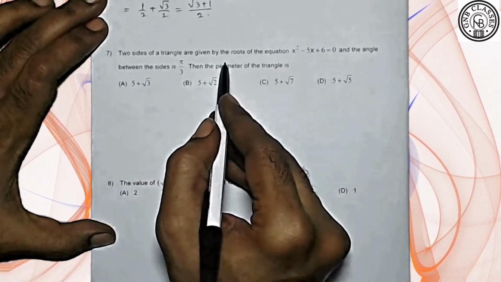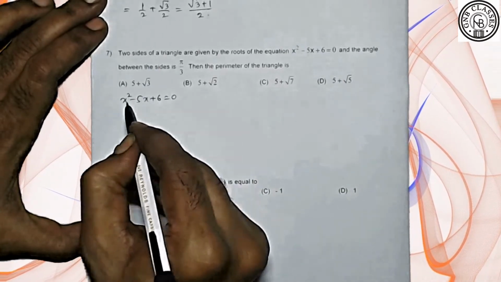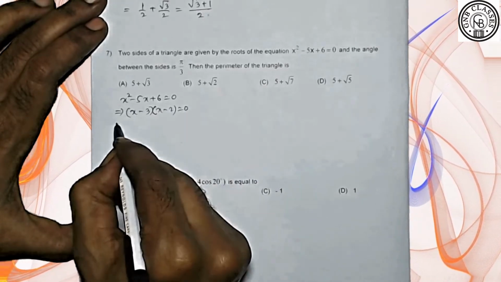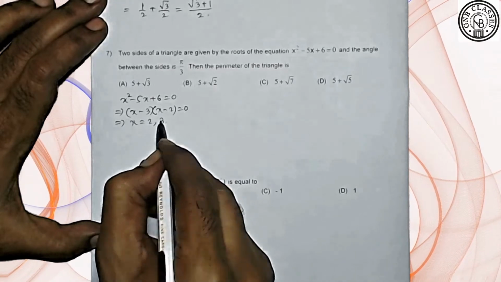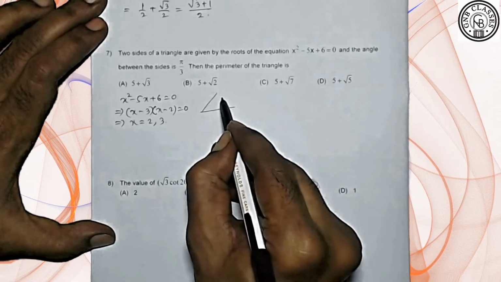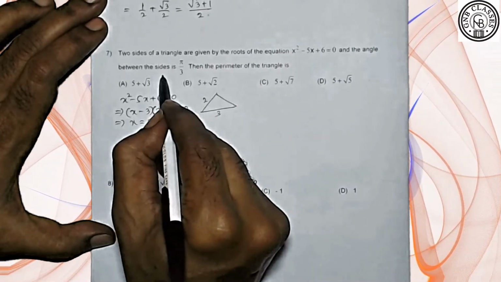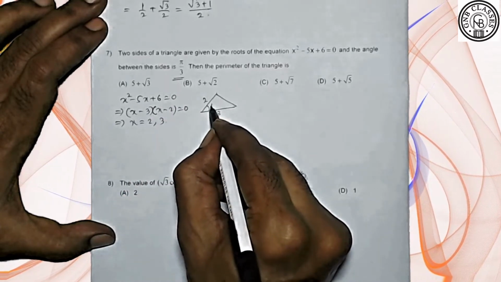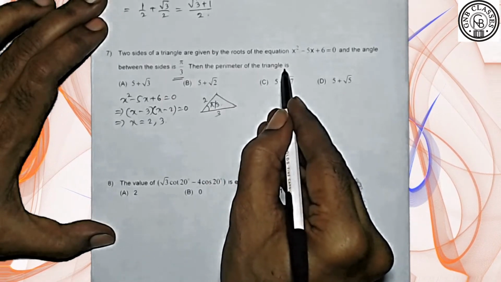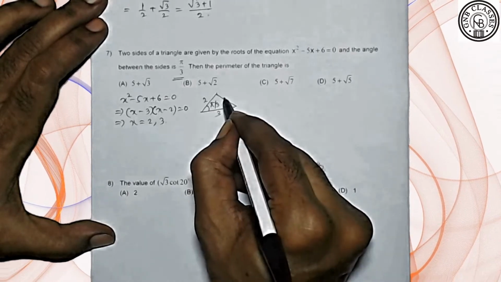Two sides of a triangle are given by the roots of x square minus 5x plus 6 is 0. If we factorize, we are going to have (x minus 3)(x minus 2) is 0, which implies x is 2 and 3. Therefore, the two sides of the triangle are 2 and 3, and the angle between the sides is pi by 3. Now we have to find the perimeter of the triangle. To find the perimeter, we need the third side.